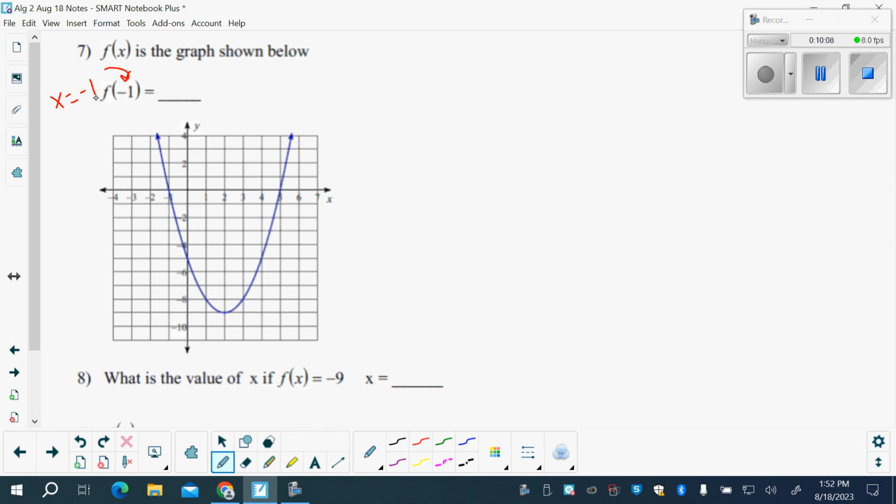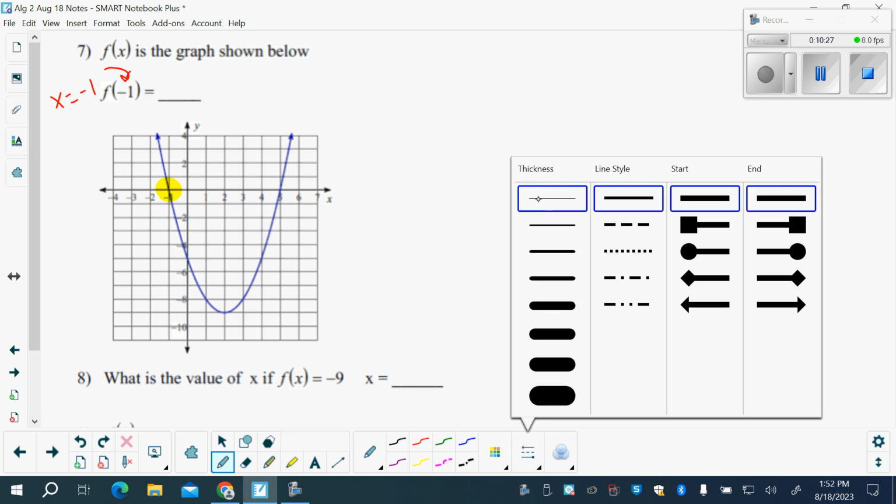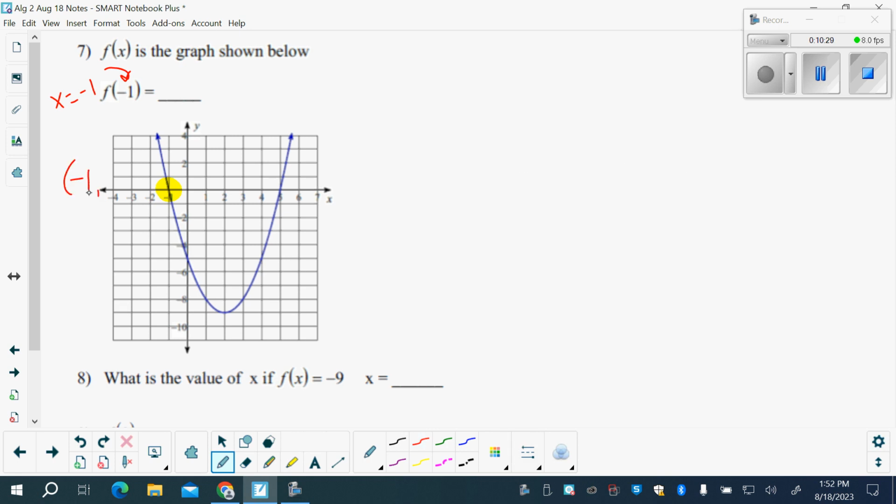So I go on my x-axis and I find -1. So there's -1, and it just so happens to be that point right there that is on the graph. What are the coordinates of that point? -1, 0. That's correct. And you don't have to put that, but what we want to know is f of -1 represents y, so our y value here at this point is 0. So our answer is 0. Does that make sense?